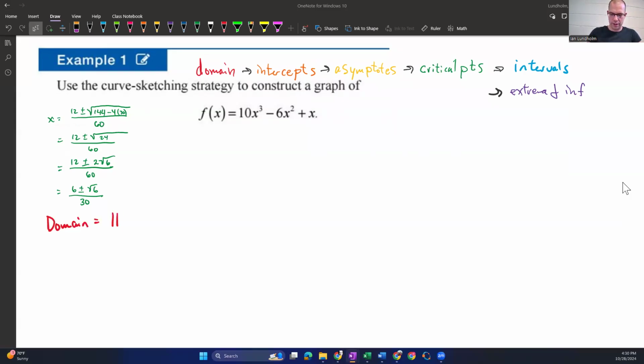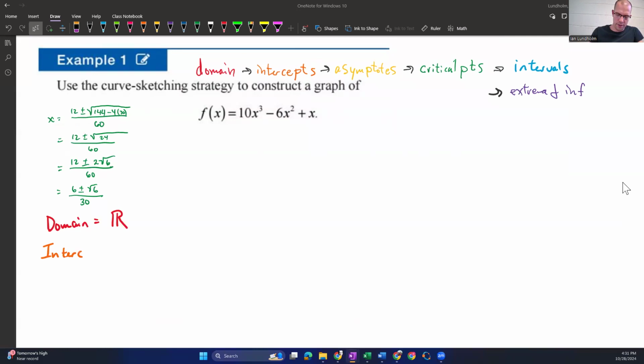The domain is just all real numbers. We can put in any number in there. It's completely fine. That might be more complicated for crazier functions, but for now, this is fine.